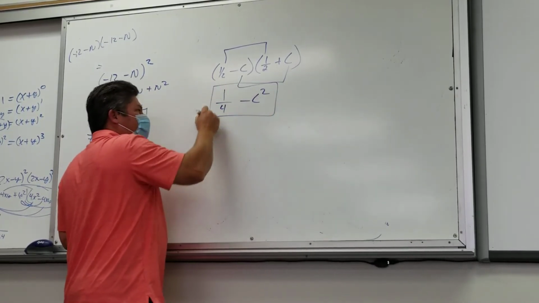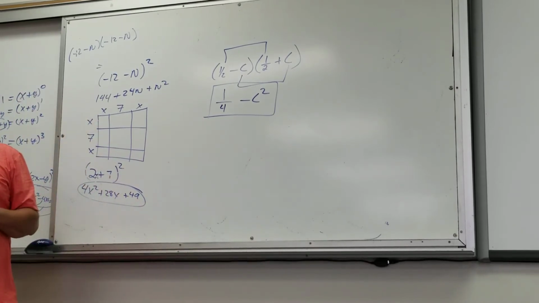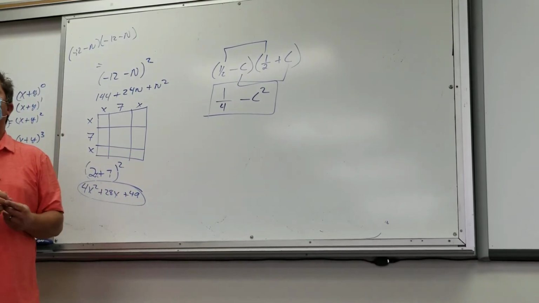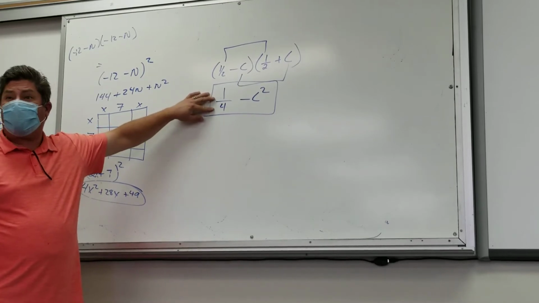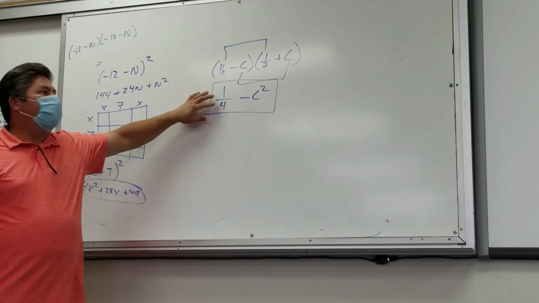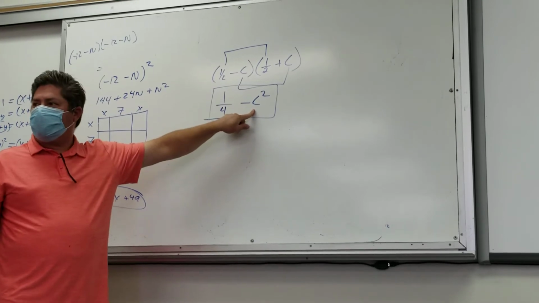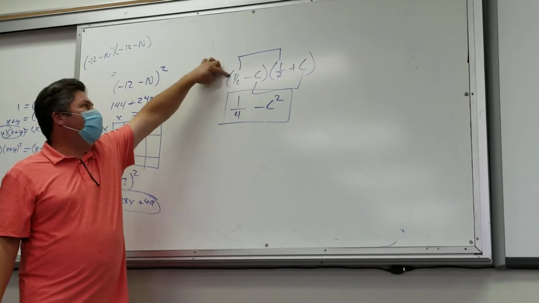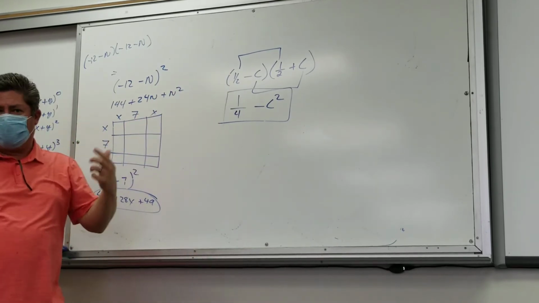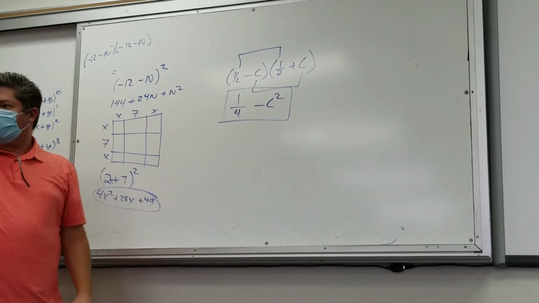Are those perfect squares? Yes, you'll always get a difference of perfect squares. 1/4 is a perfect square because the square root of that is a half. Are you with me? Square root of c squared is obviously c. So you're going to get a difference of perfect squares every time you multiply conjugates. That's the key. Okay? Next one.